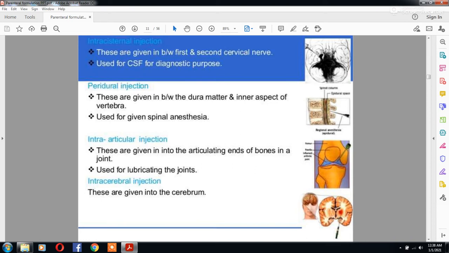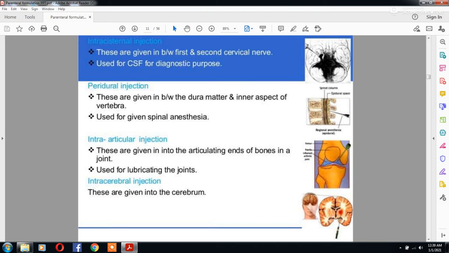Peridural injections are given in between the dura mater and the inner aspect of the vertebra. It is used for giving spinal anesthesia. Another one is intra-articular injections. These are given into the articulating ends of the bone and the joint. You can see here in all these diagrams. Intra-articular injection is used for lubricating the joints.